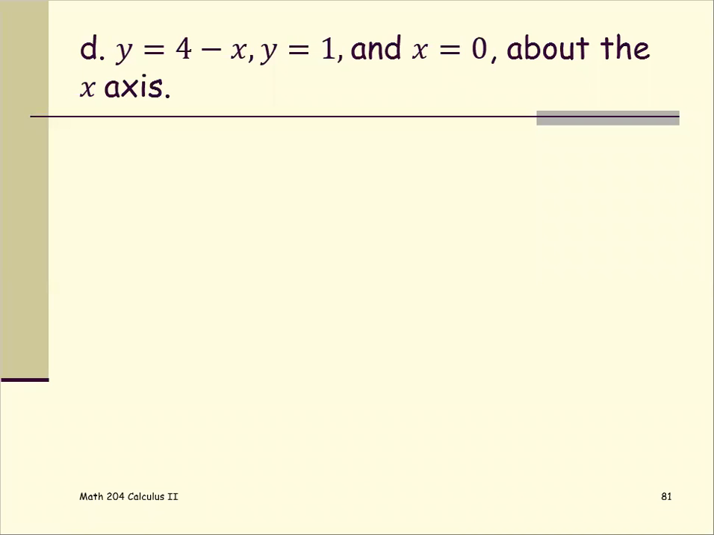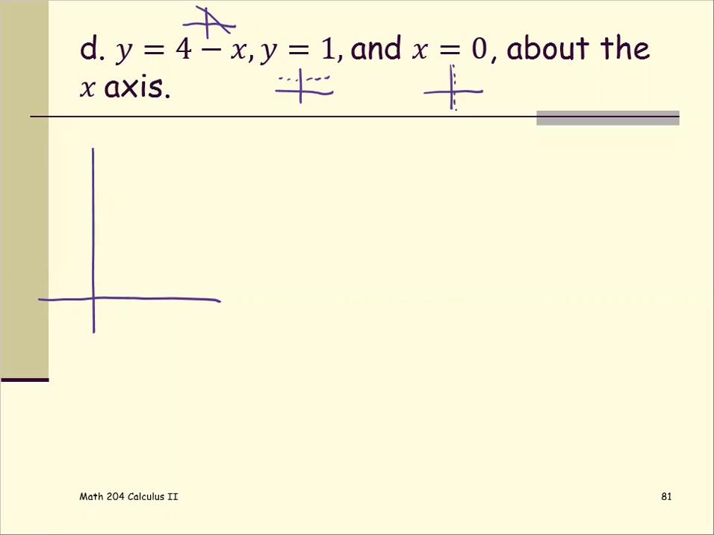This problem, y equals 4 minus x. So that's just the line with the slope negative, and the y-intercept is 4. So we're going to come down like that. The next one, y equals 1, which is the horizontal line. X equals 0 is the y-axis. We rotate about the x-axis. Put all the graph together.